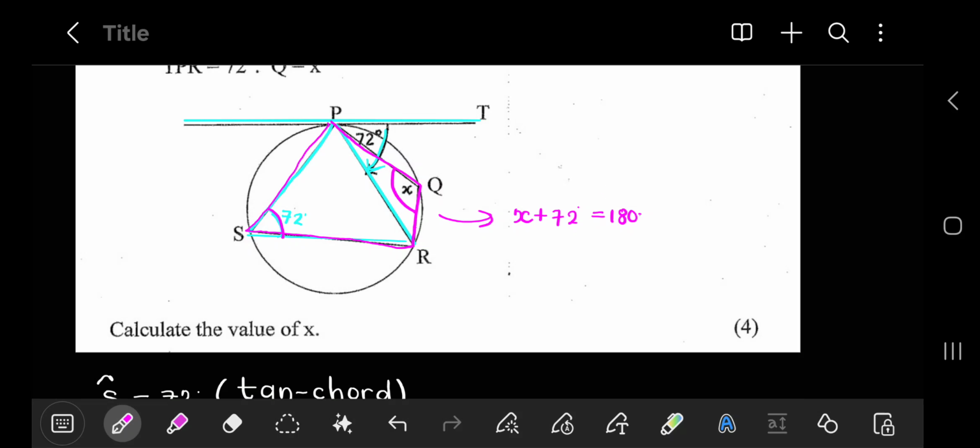Now to solve for X, all we have to do is take the 72 over to the right hand side. And remember, now that you are in grade 11, there is no need for you to show the arithmetic of it. All you need to do is write down the value of the angle and your reason. So we can do this as our rough work. We can take the 72 over, it's going to subtract. And once we do that, we get X as 108 degrees. Now that is what you're going to write down.